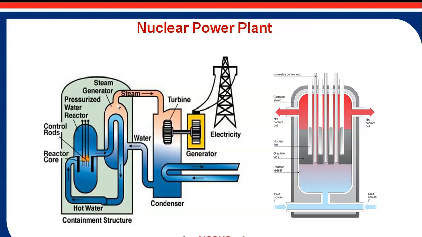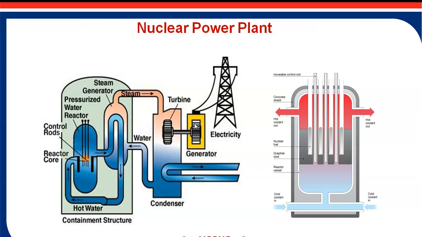Means from this heat exchanger we can supply the steam to the turbine and convert the steam energy into mechanical energy. This turbine is running at very high speed to produce electricity by using a generator. In generators, there is a stator and a rotor.